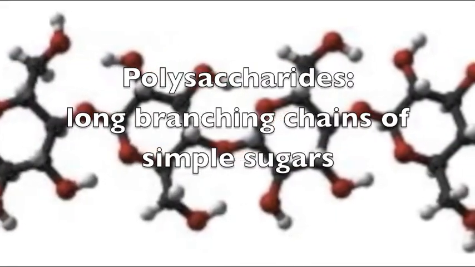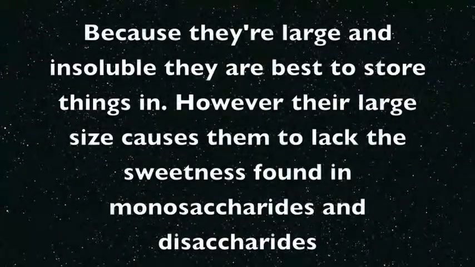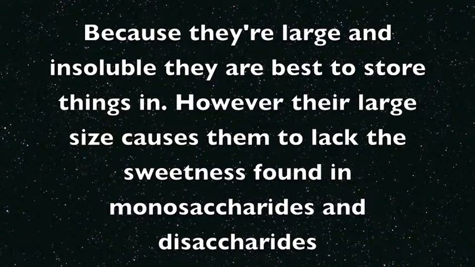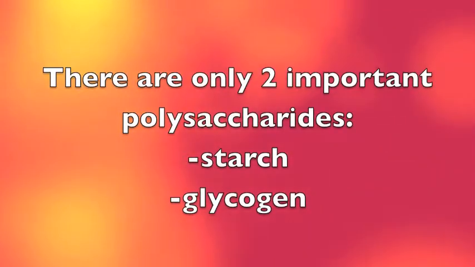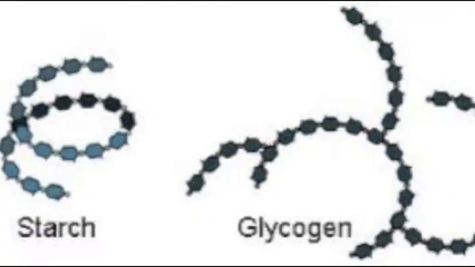Polysaccharides are long branching chains of simple sugars. Because they're large and insoluble, they are best to store things in. However, their large size causes them to lack the sweetness found in monosaccharides and disaccharides. The 2 important polysaccharides are starch and glycogen.